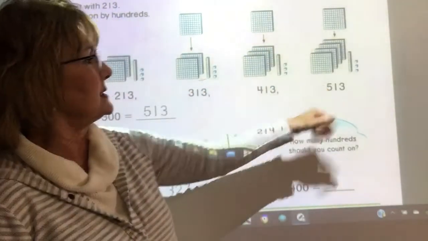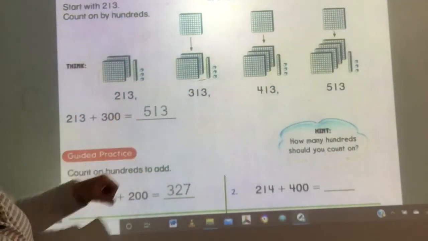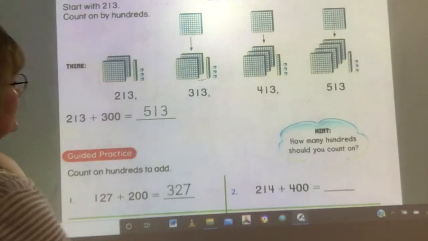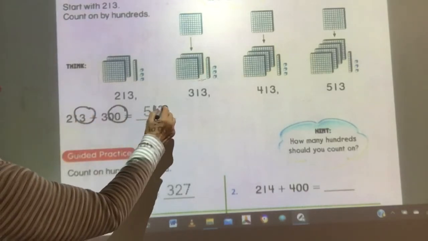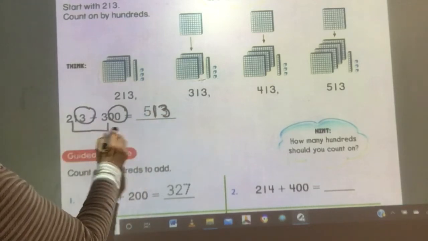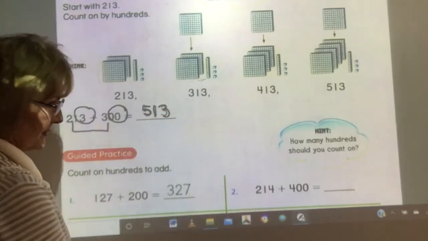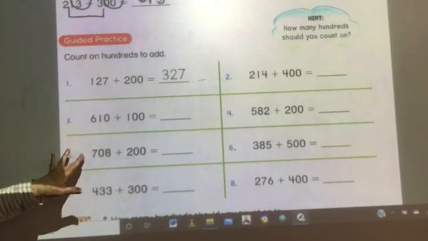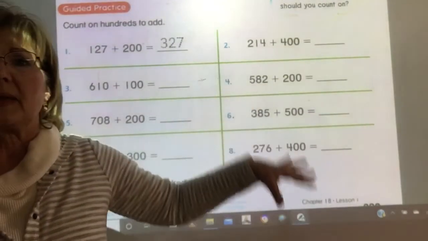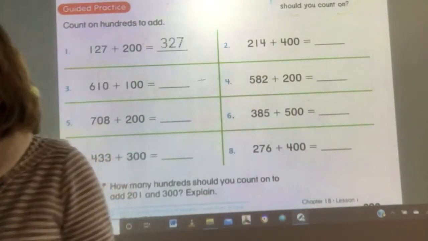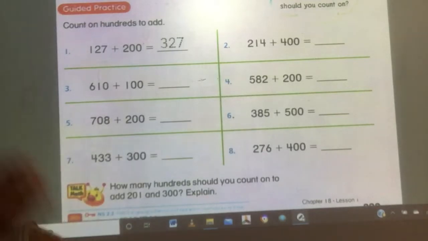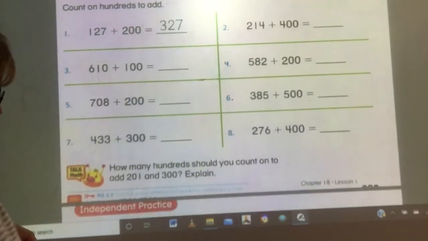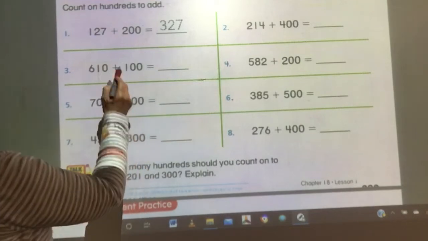So the only digit that changes is your hundreds place, right? Because 0 does not affect that. So you still have 13. 2 plus 3 equals 5. So that's what you'll be doing here. We'll go through one page together, and then on page 394 you will be good to go on your own. All right? So you're just counting up, as you can see.